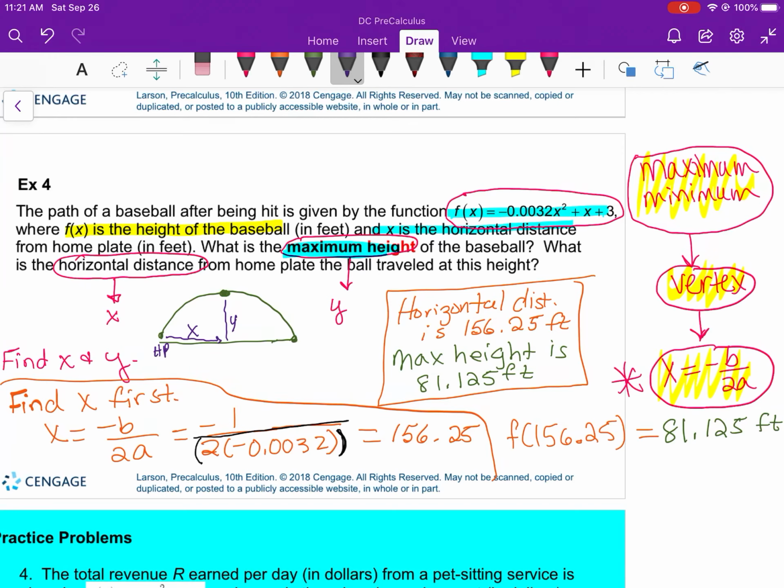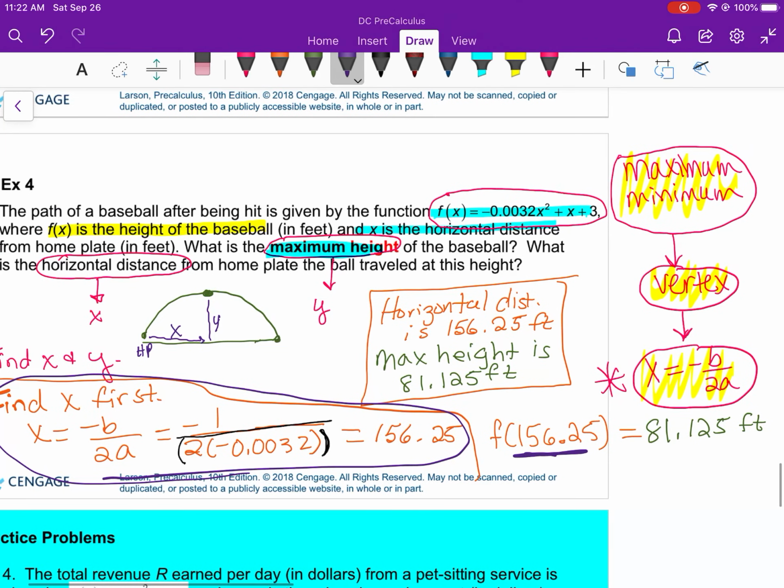All right, so what we had to do was find x first, and we did negative b over 2a. That's this work right here. So the ball traveled 156.25 feet from home plate to the middle, I guess, of its complete distance. And then we find y by plugging that x value back into our original equation. And we do that and we get 81.125 feet. So the highest the ball goes is 81.125 feet. And half of the distance total traveled by the ball is 156.25 feet. These two quantities answer their questions.